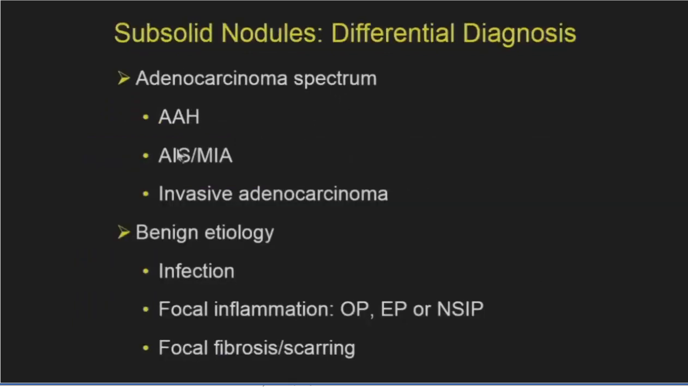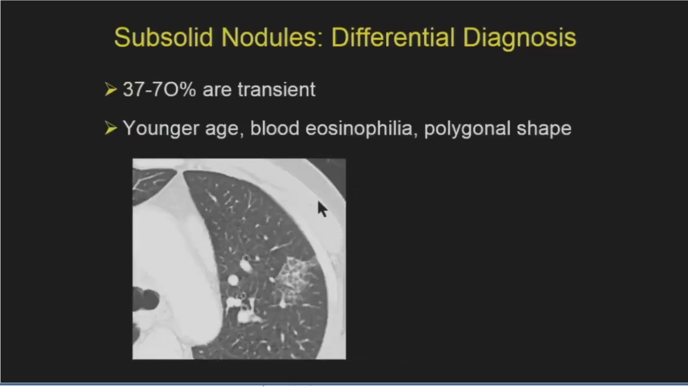So besides the spectrum of lung adenocarcinoma, subsolid nodules can also have a benign etiology. They might be infection, focal inflammation, such as organizing pneumonia, eosinophilic pneumonia, or nonspecific interstitial pneumonia. They might also represent focal fibrosis. So the only way to differentiate is to follow up these lesions.